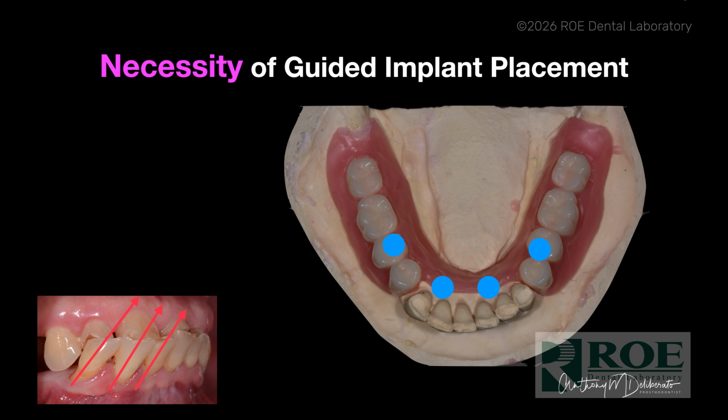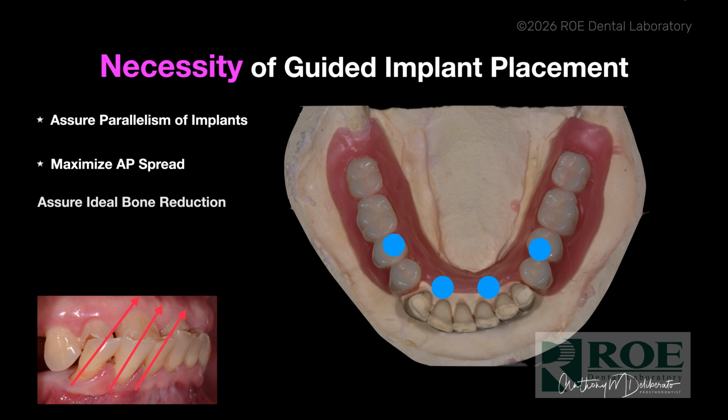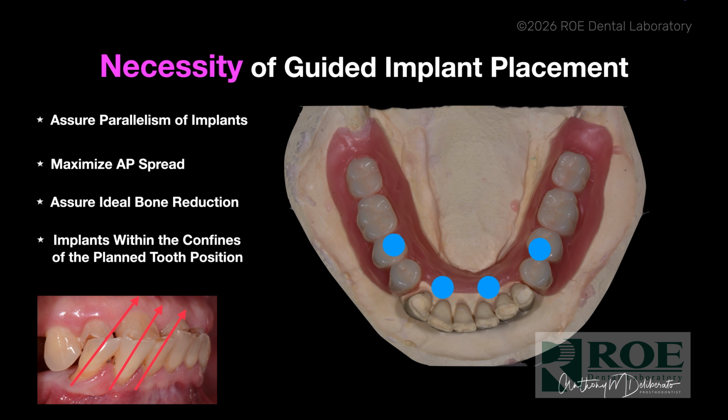And I want to talk about why I think guided surgery is so important. Because it allows us to have parallelism of the implants, and you'll see that with LOCATOR Fixed, this is very important. It allows us to maximize the AP spread. It gives us ideal bone reduction. And it allows us to put the implants within the confines of the planned tooth positions.